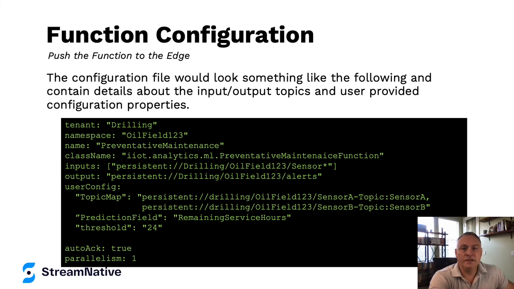The configuration file looks something like this and specifies various basic values such as the tenant and namespace. It also specifies the input topic here as a regex expression, as we mentioned earlier, so it is listening to any and all sensor related topics coming in on this particular tenant and namespace. It specifies an output topic where alerts will be published to. And this file also includes a user configuration section that contains the topic map, prediction field, and threshold for triggering the alert that we discussed earlier.